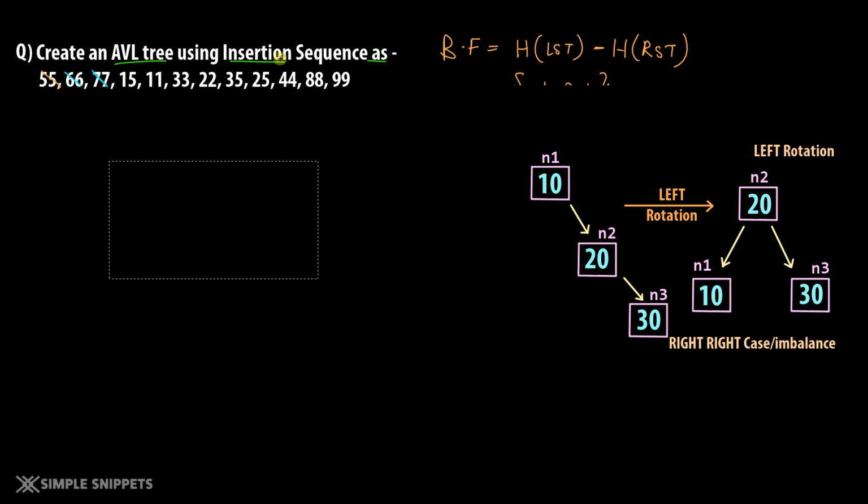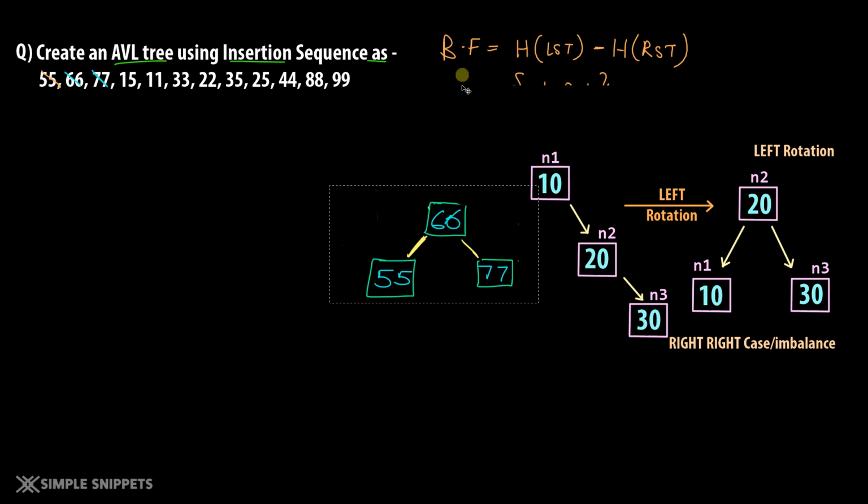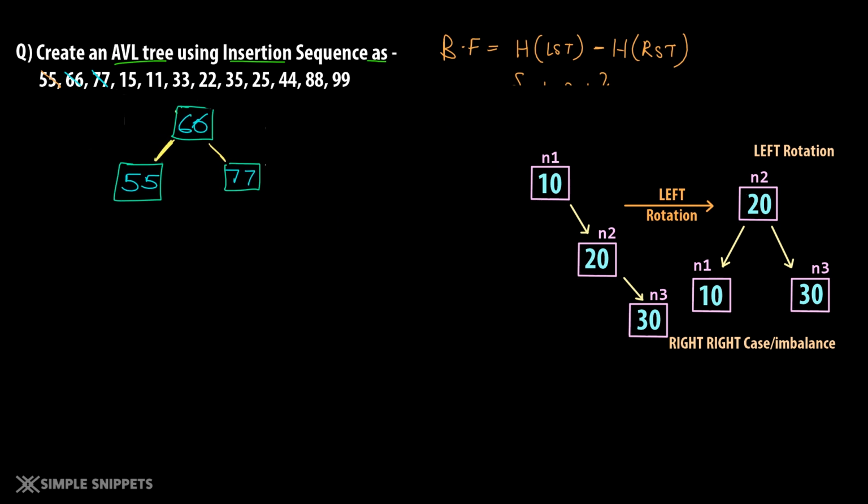So this is what left rotation would look like, correct? Alright. So now we've got a new root which is 66. Let's proceed further and insert more values. Now we have to insert 15.